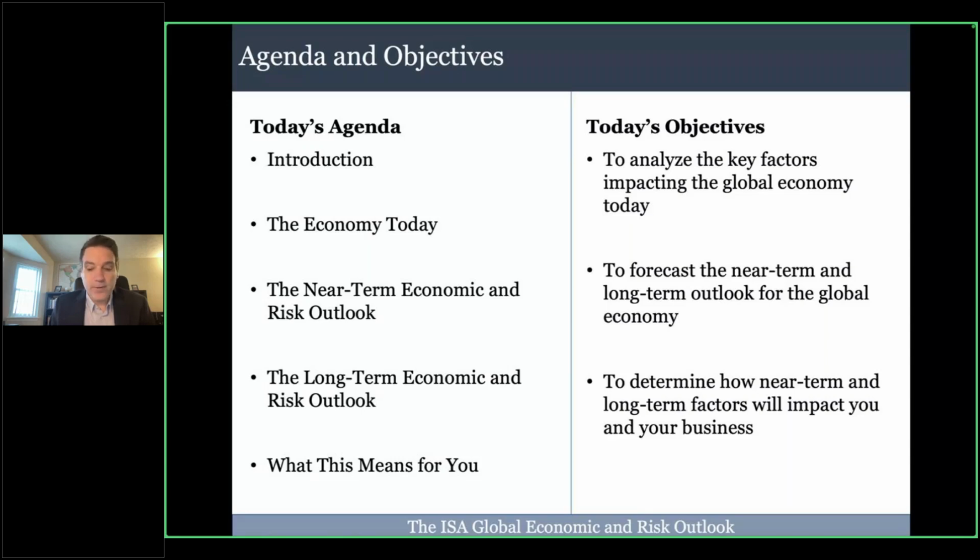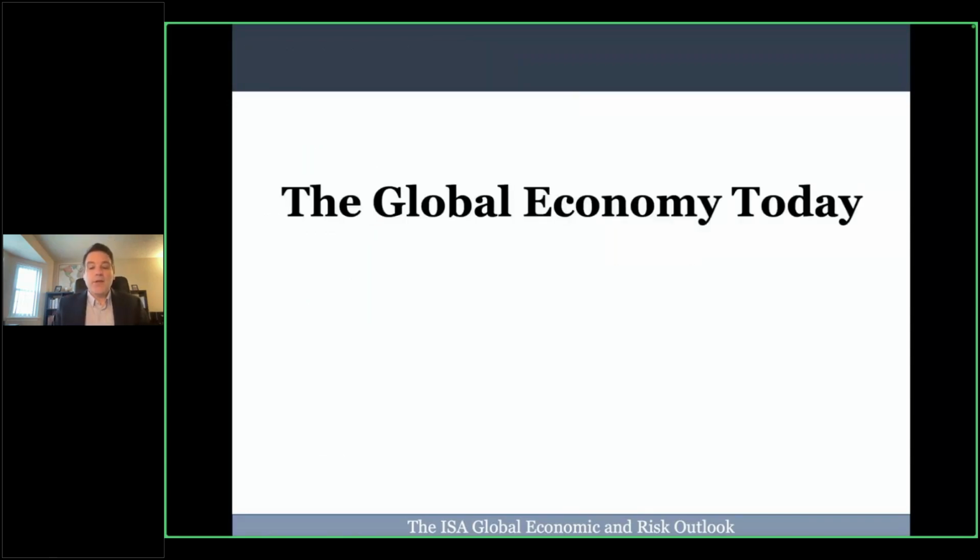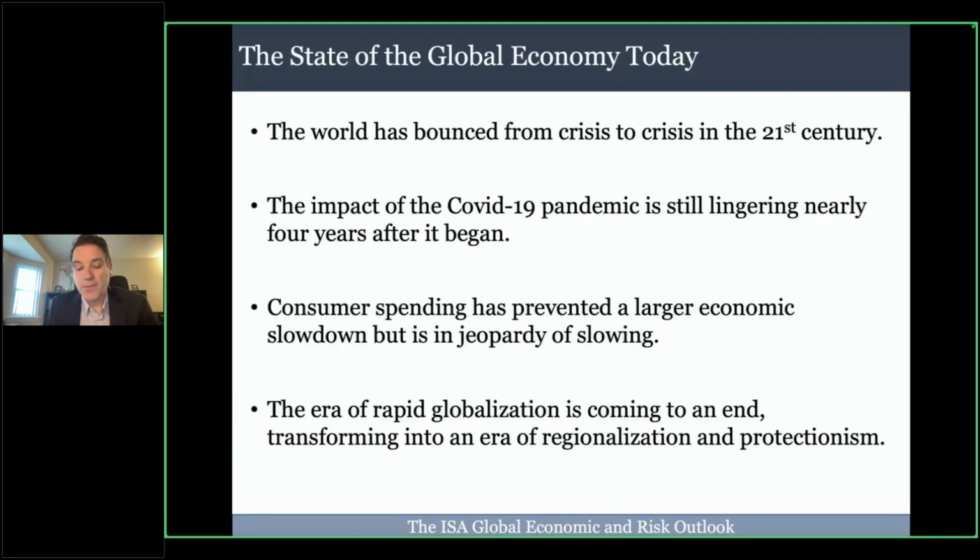So without further ado, we should get started. We're going to start by talking about where we are right now today in April 2024. We have been bouncing from crisis to crisis in the 21st century, particularly over the last 15 years. If you go back to the financial crisis of the early 2000s, to the various crises that impacted the global economy in the years thereafter, the COVID-19 pandemic, and all of the geopolitical risks that we've been facing in recent years, it has been a period of relative economic and political turmoil.